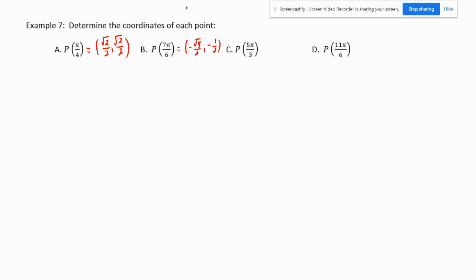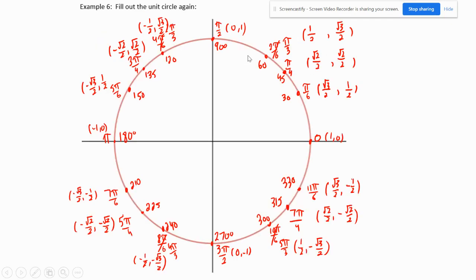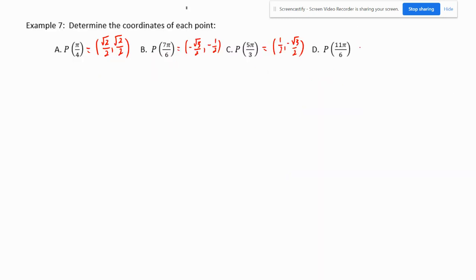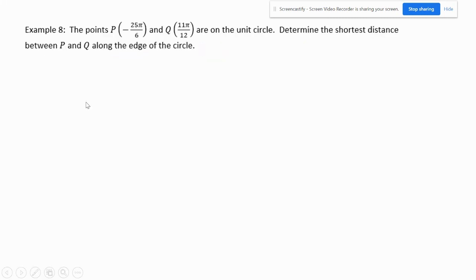And we're going to get negative root 3 over 2, negative 1/2. 5 pi over 3. I'm going to look up this point on our unit circle. It's going to be 1/2, negative root 3 over 2. Just going to confirm that. 5 pi over 3 is here. Yep, it's 1/2, negative root 3 over 2. 11 pi over 6 is root 3 over 2, comma negative 1/2. We're just looking this up on our unit circle and figuring out the answer that way.